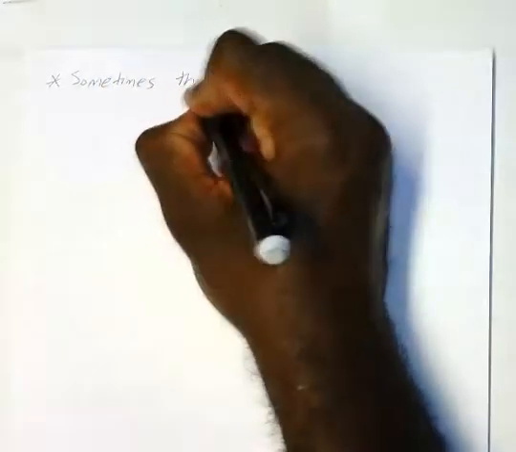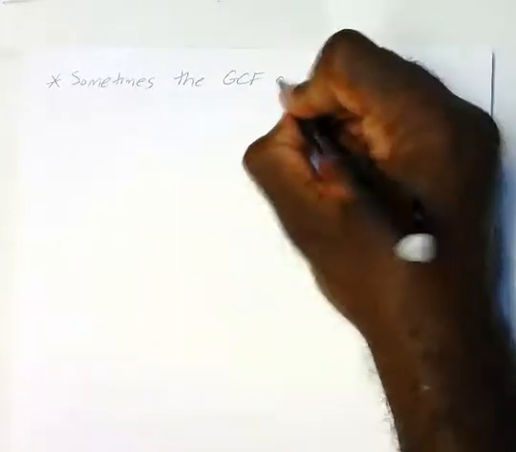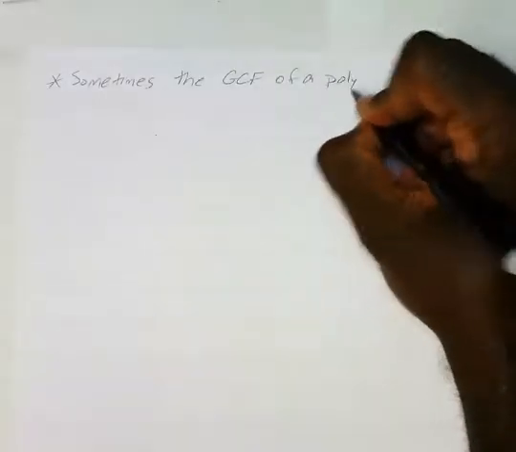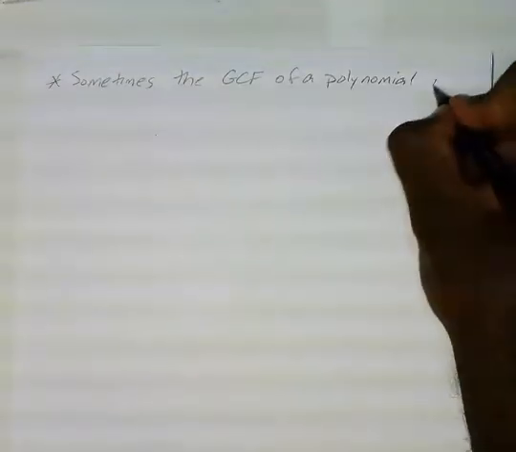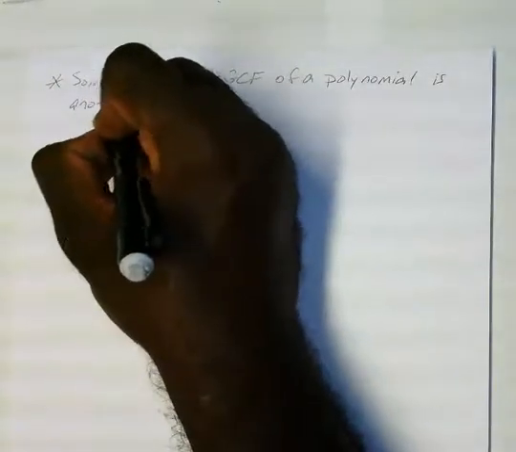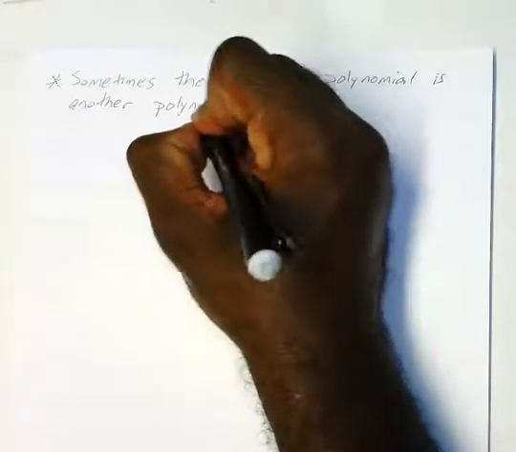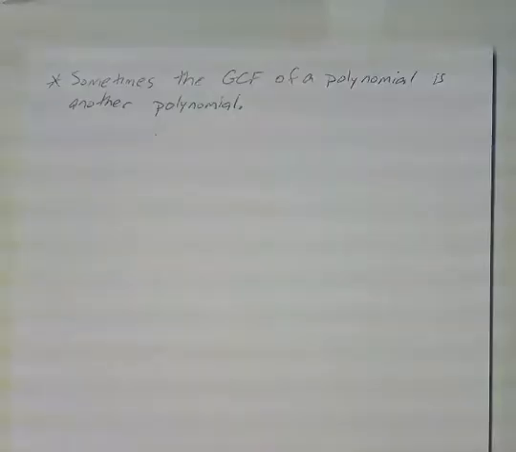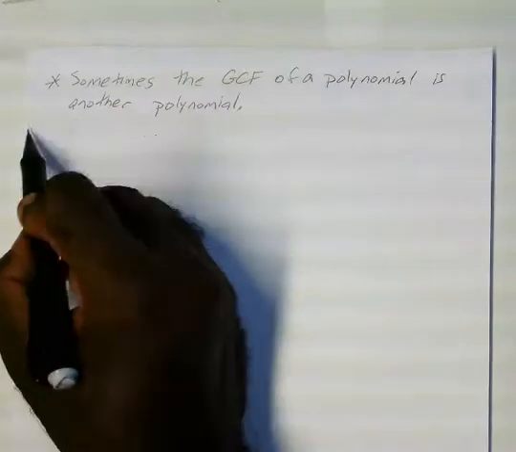Alright, so sometimes the greatest common factor of a polynomial is another polynomial. And usually when you have a polynomial inside of a polynomial, finding the greatest common polynomial is a lot easier. Okay, so I'll show you what I mean by that.